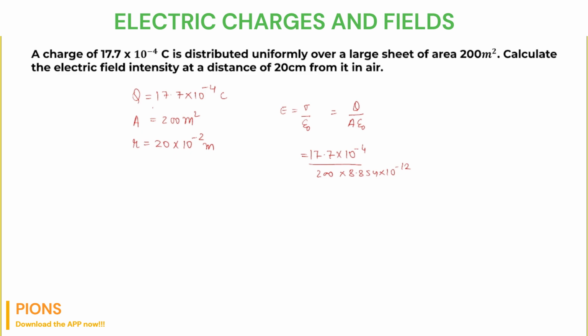Now let's cancel out 17.7, that must be 2 times 8.854. Let me just multiply and check. So 8.854 into 2, that's approximately 17.7. So that will straight away cancel out, and here we get 2. So 2 cancels with this, we get 100. So 10 to the power minus 4 whole divided by 10 to the power minus 10, and 10 goes up, 10 to the power 6 it will be. That will be our electric field, Newton per Coulomb.